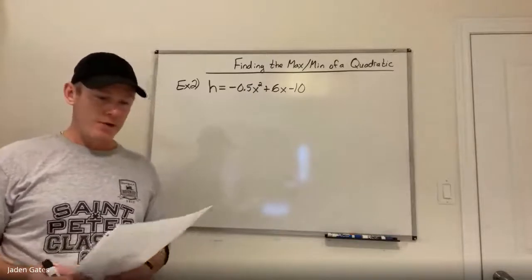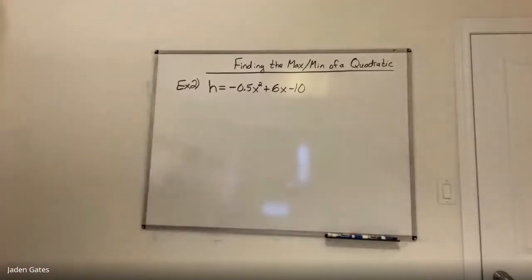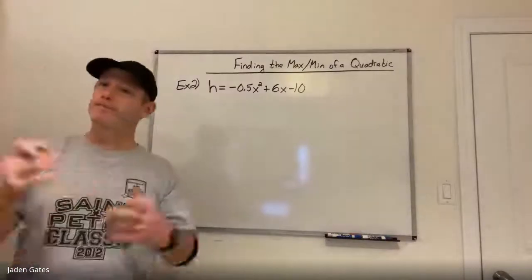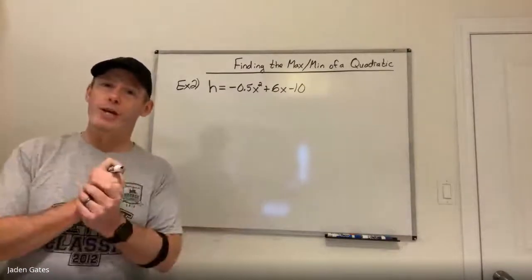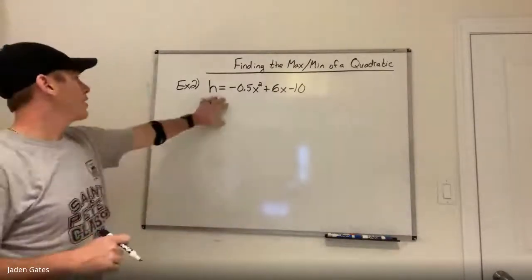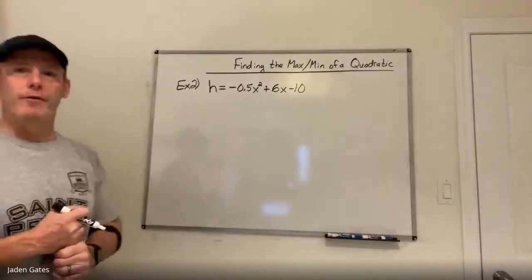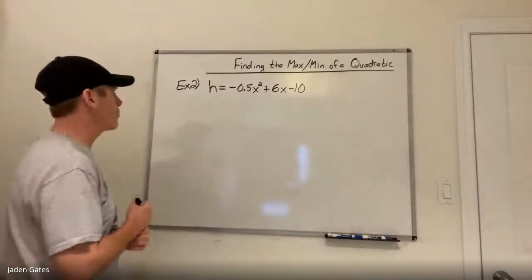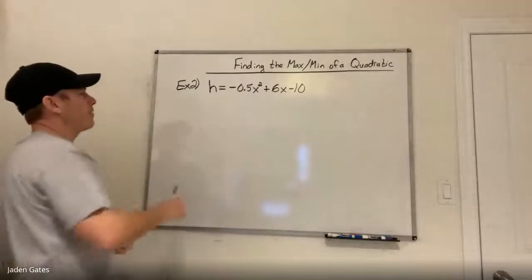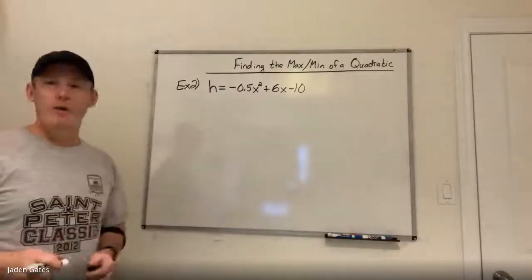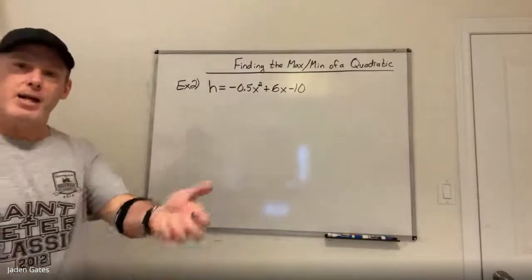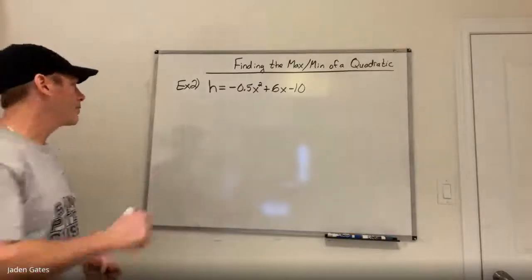All right, so if I'm looking for a max or min, I got to complete the square. I got to have it in vertex form. So I'm going to take my equation and put it in vertex form because right now it's in standard form. And again, I look in front of my x squared value, and it's not a 1, so I'm going to have to factor out that negative 0.5.